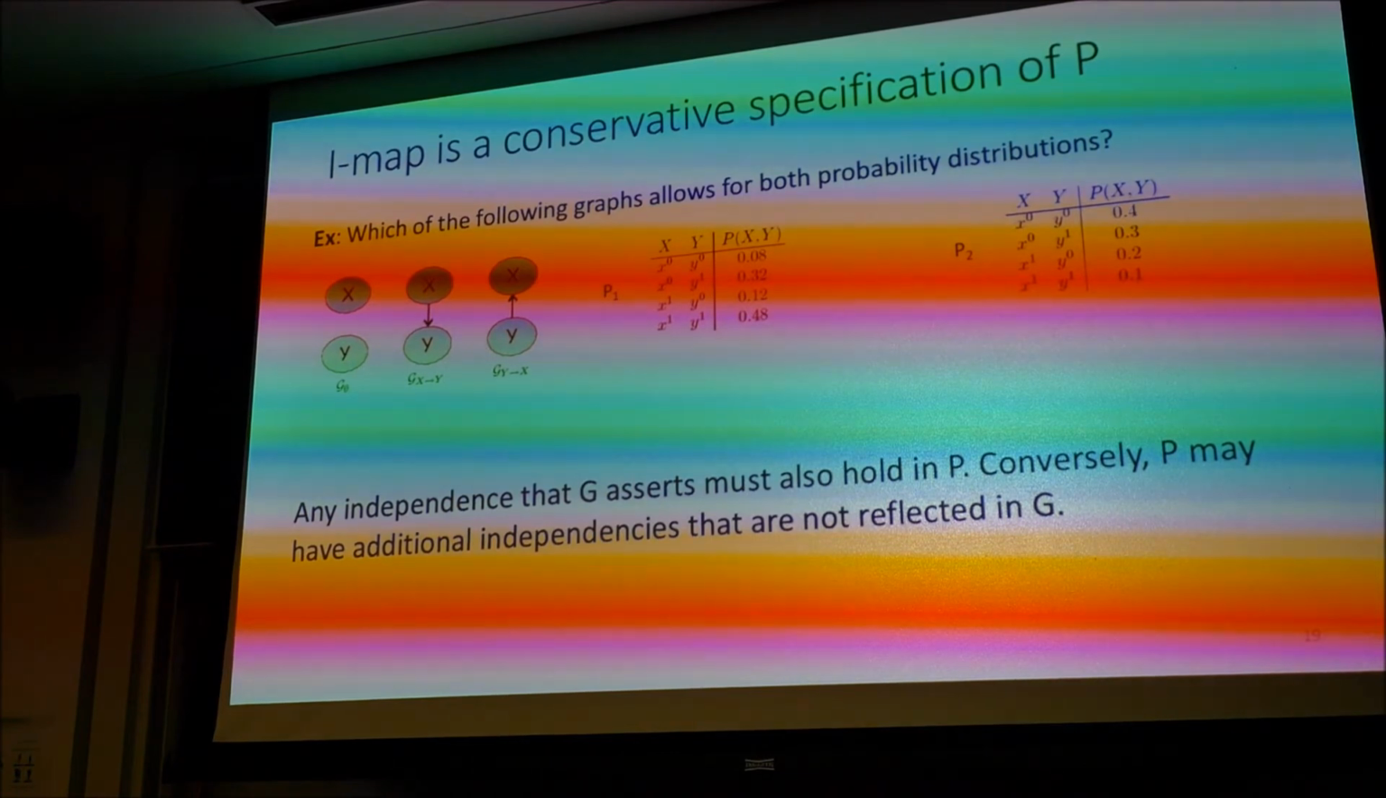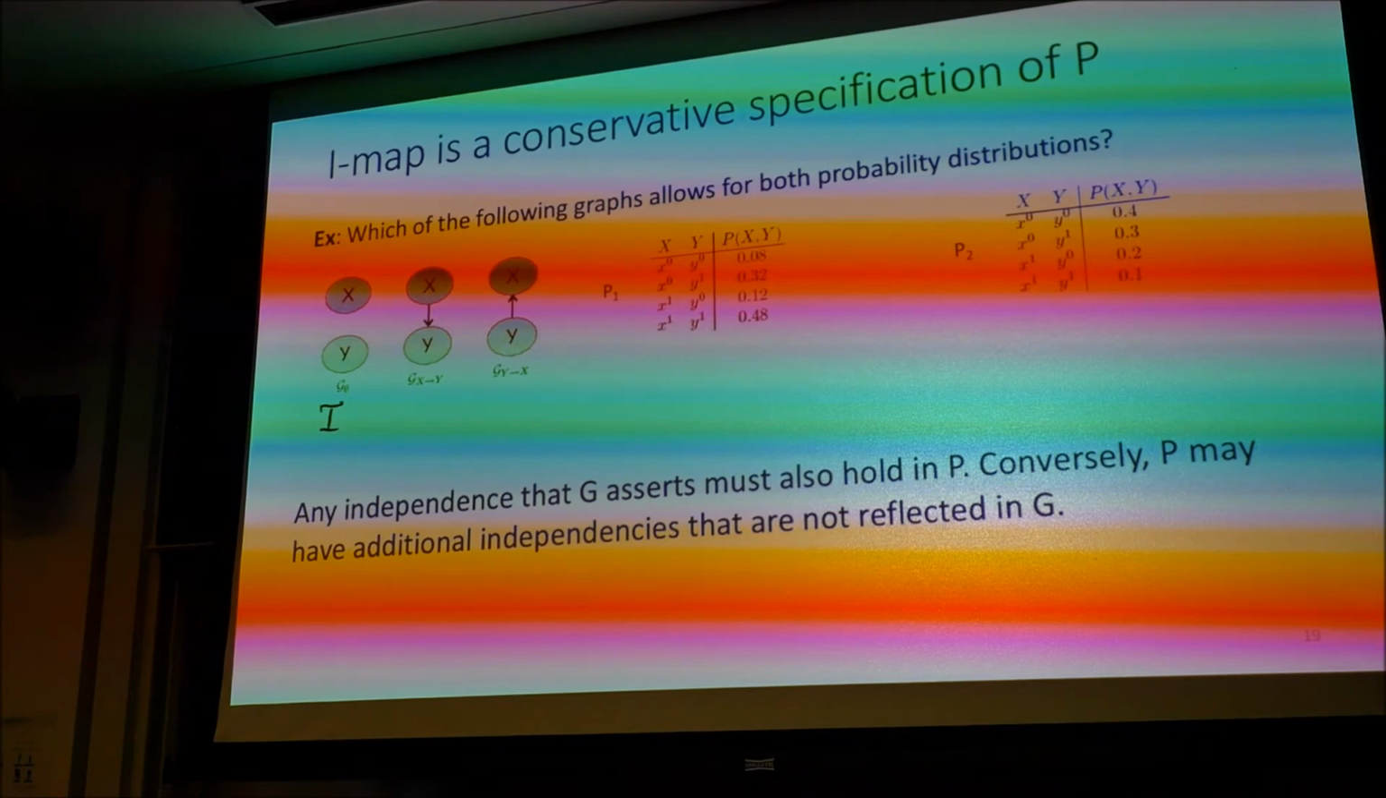So if I write it for you, let's just start with the set of conditional independences. So what is the Imap? That's a good intuition, we'll get there. What is the Imap of this graph? X is independent of Y. Yes.